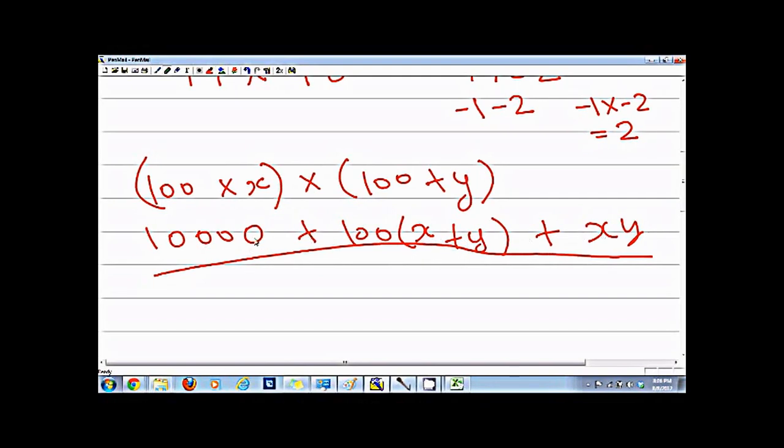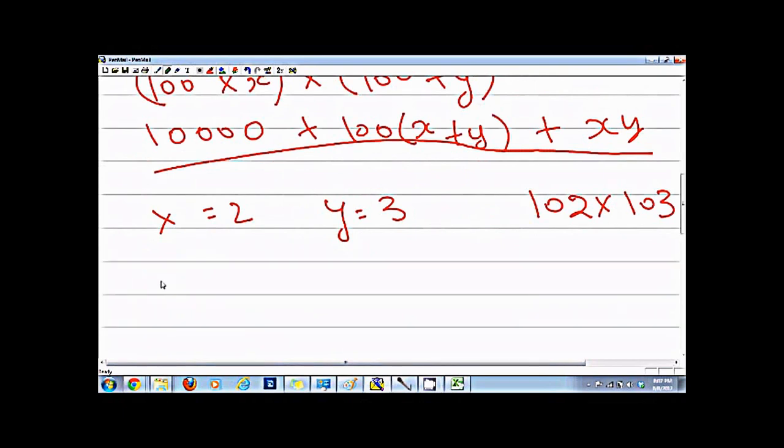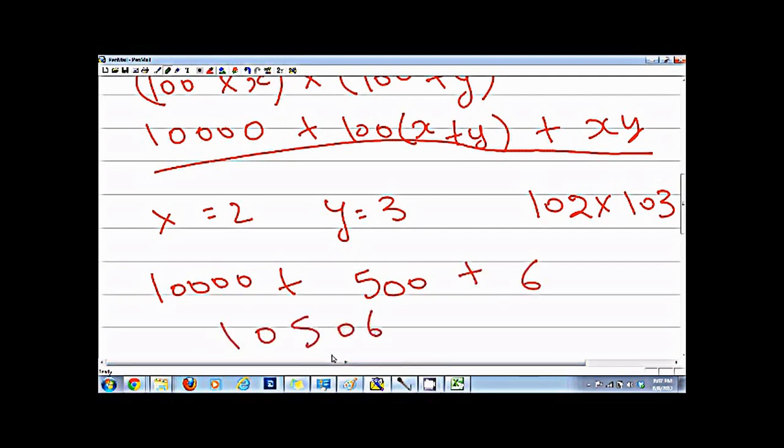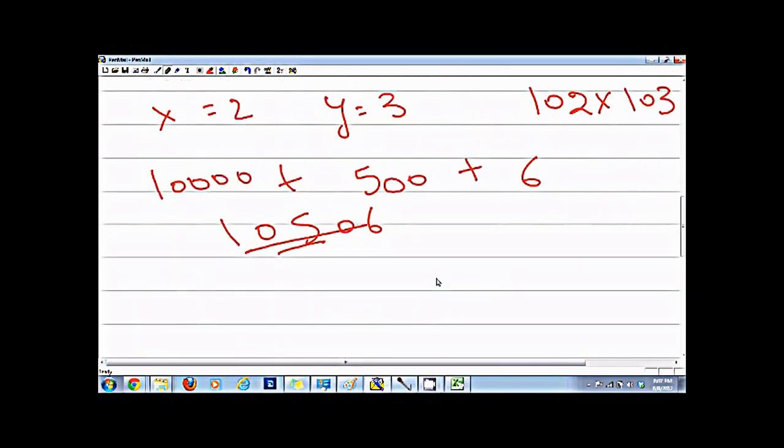So if x is equal to 2 and y is equal to 3, because I want to multiply 102 and 103, then in this case we will have 10,000 plus 500 plus 6. So the answer will be 10506. I hope this tutorial will help, and you can use these tricks for your exams to go quickly through the math, and good luck with your exams.